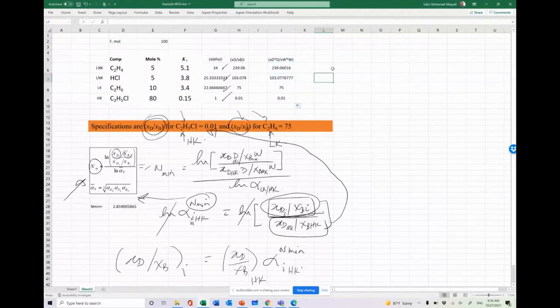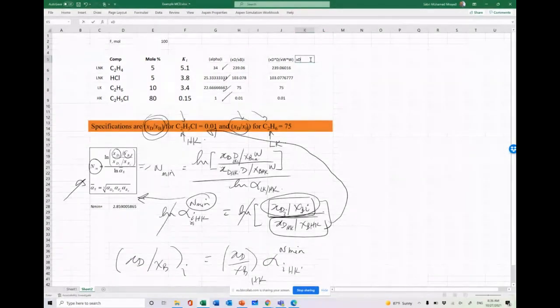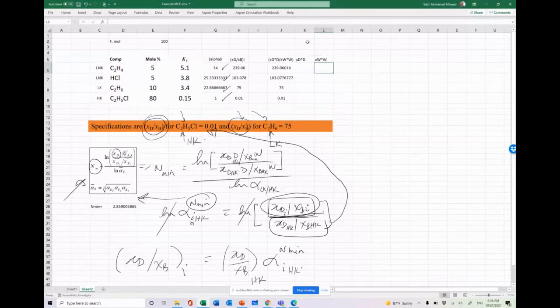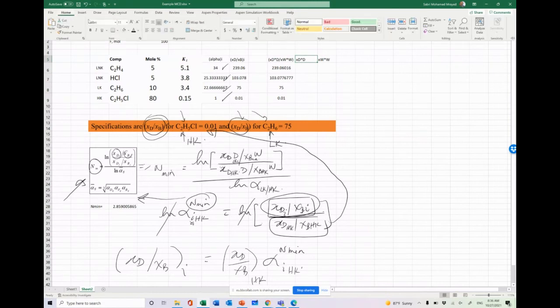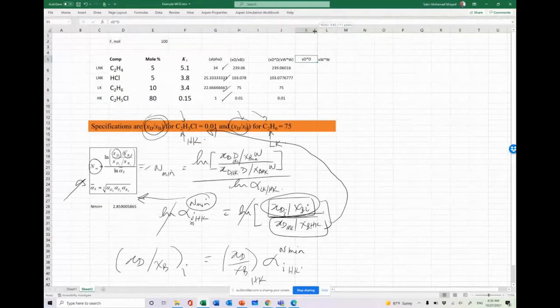Now I have xD over xW, the ratio. So how can I calculate D xD and W xW? Can I write xD multiplied by D and xW multiplied by W? First of all, what are these values? These are the flow rates of the components in the distillate and the flow rates of the components in the bottom product. So it's basically trying to find this one, because that will help you to get D and W.